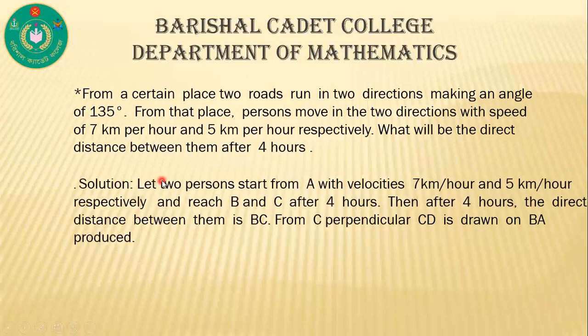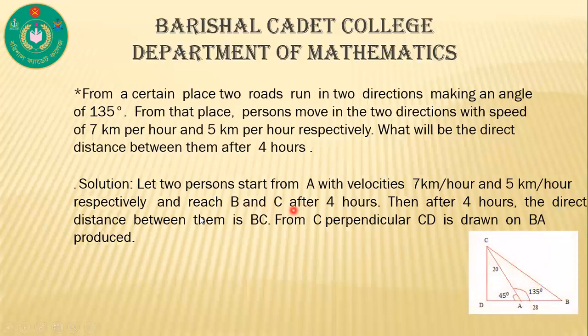Solution. Let two persons start from A with velocities 7 km per hour and 5 km per hour respectively, and reach B and C after 4 hours. Then after 4 hours, the direct distance between them is BC. From C, a perpendicular CD is drawn on BA produced.